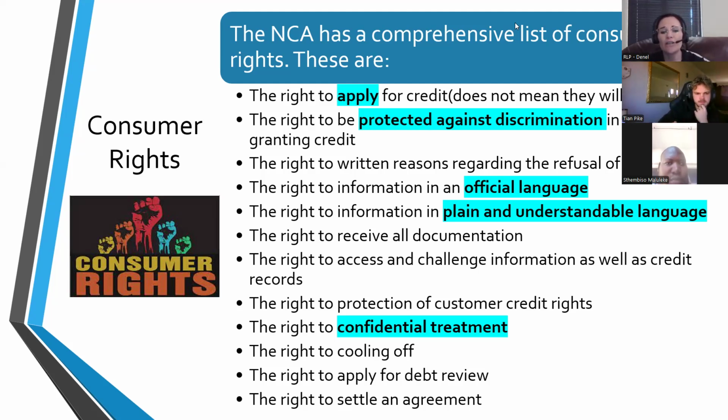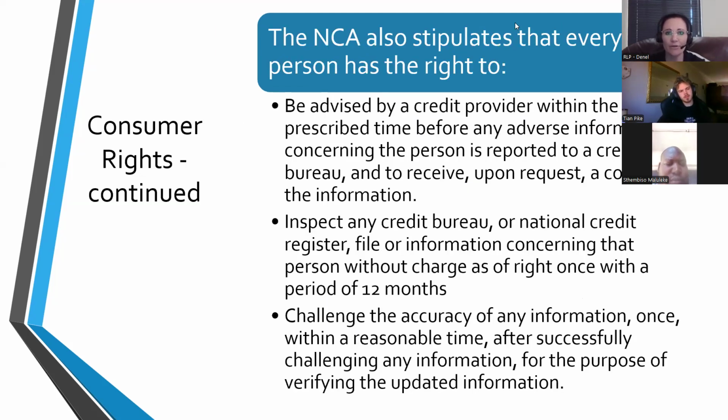The right to apply for debt review and the right to settle an agreement. Then, the National Credit Act also stipulates that every person has the right to be advised by a credit provider within the prescribed time before any adverse information concerning that person is reported to a credit bureau, and then to receive, upon request, a copy of that information. The next part, we can just summarize by saying, how often can a consumer get a free credit report from the credit bureau? We did it earlier.